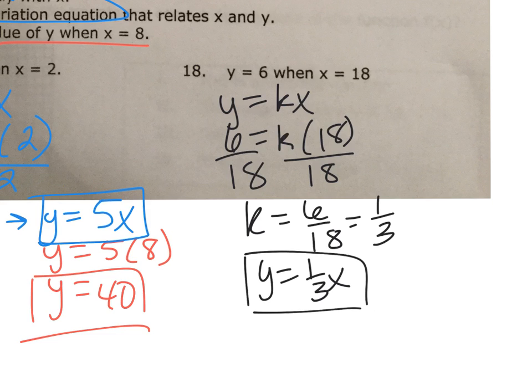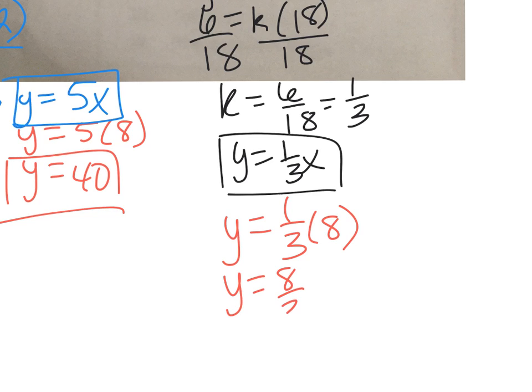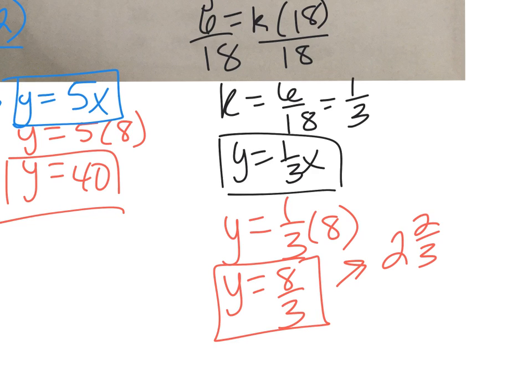That's my equation. And you want your equation because it does make it a little bit easier to do when x equals 8. So y equals 1/3 times 8. So y equals 8/3. Okay, or you could have converted that to 2 2/3. Some people told me 2.6 repeating. Some people rounded it. I vote we just leave it 8/3 and call it good.